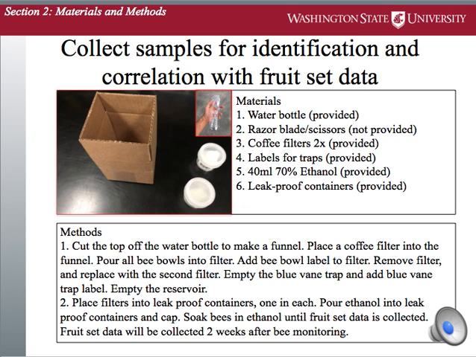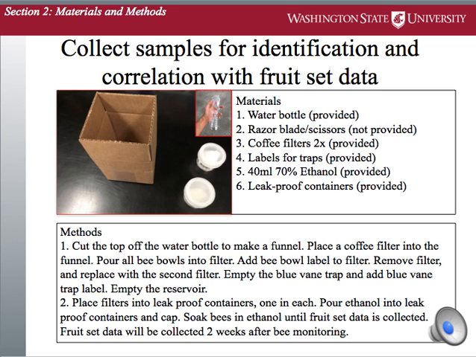So once you've placed your filters into the leak-proof containers, you're going to pour your ethanol, but in your case, the Everclear that you're going to buy from the store, into those leak-proof containers and cap them up. And we're just going to let those bees soak in Everclear until you collect your fruit set data 2 weeks after the start of the experiment.